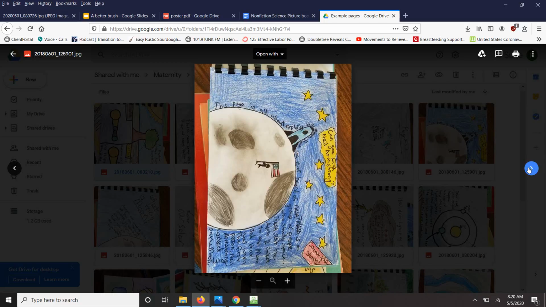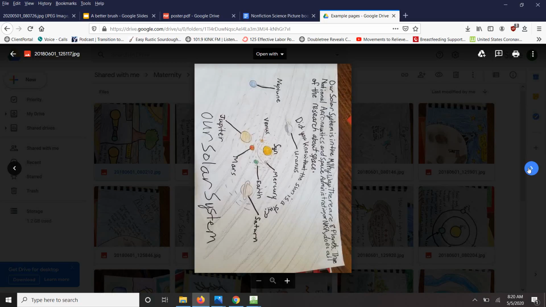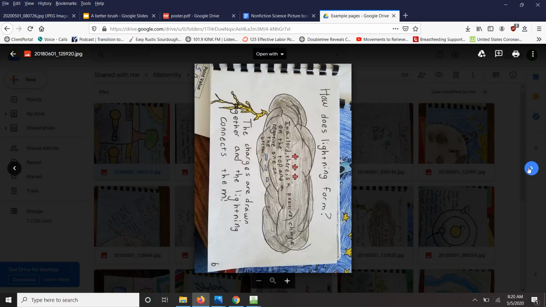This one's about constellations. It's another space. There's a lot of space ones this year. This one's about lightning. Okay, so how it forms. They have the picture, the positives and negatives, and they have all the information. You'll notice they have page numbers.